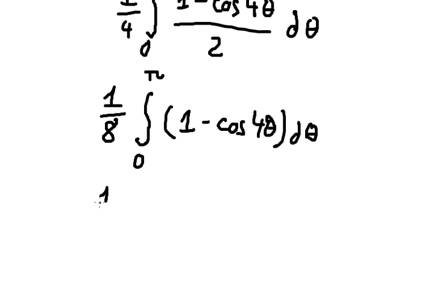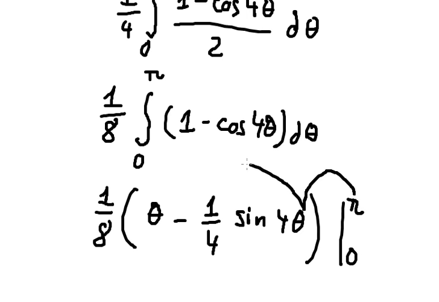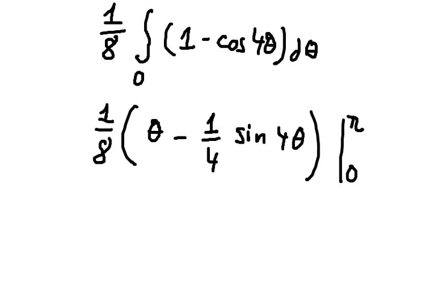So we have the final answer. The integration of 1, we have theta. The integration of this one, we have 1 over 4 sine 4 theta. So we put 0 and pi. So we put pi in here, 0 in here. So we have pi over 8.